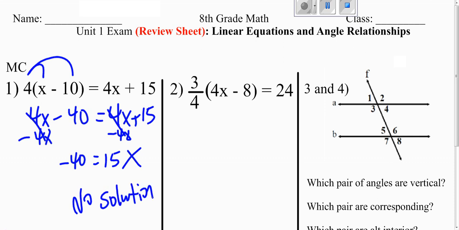Number 2, again, straightforward solving, distributive property with a fraction. You have calculators, so figure out how you're going to do the distributive property with a fraction. We can't help you with that anymore. So 3 over 4 times 4x is 3x. 3 over 4 times minus 8 is minus 6 equals 24.